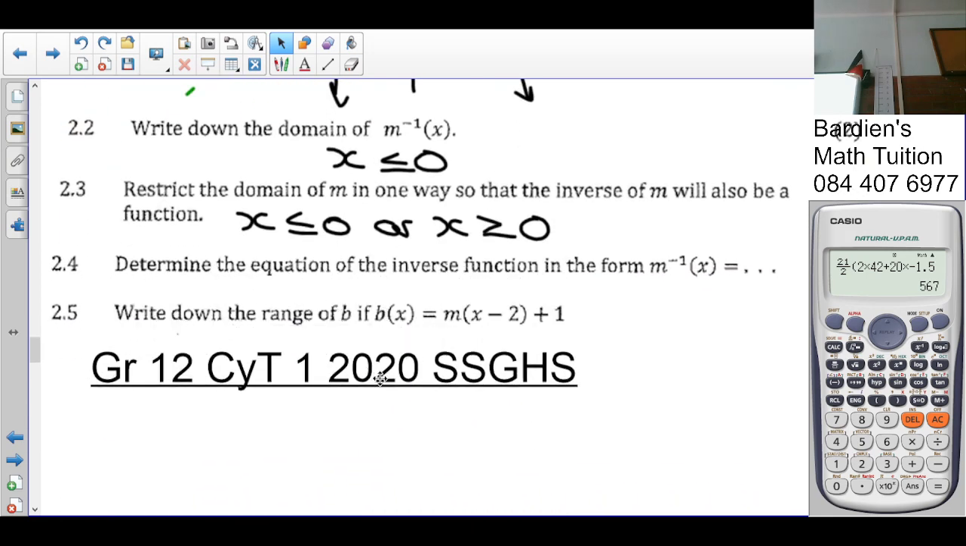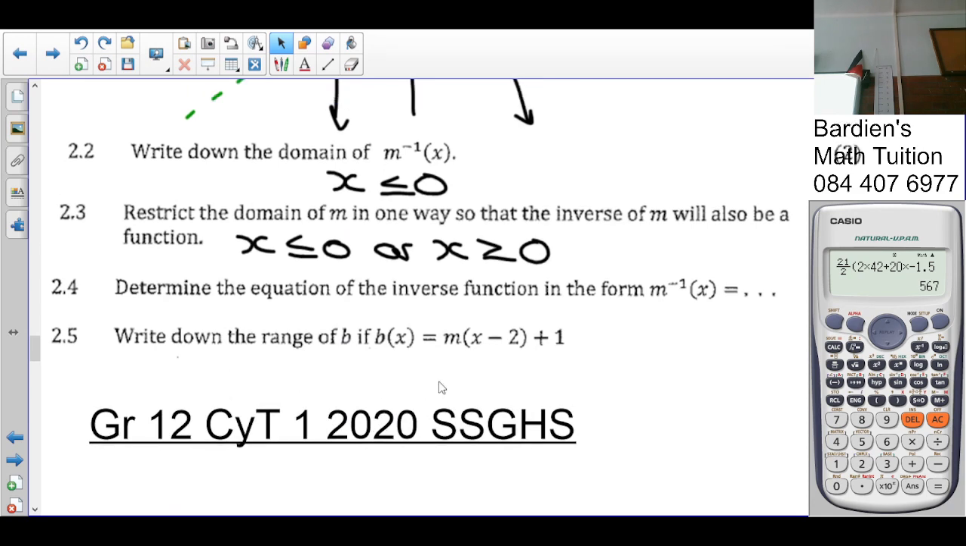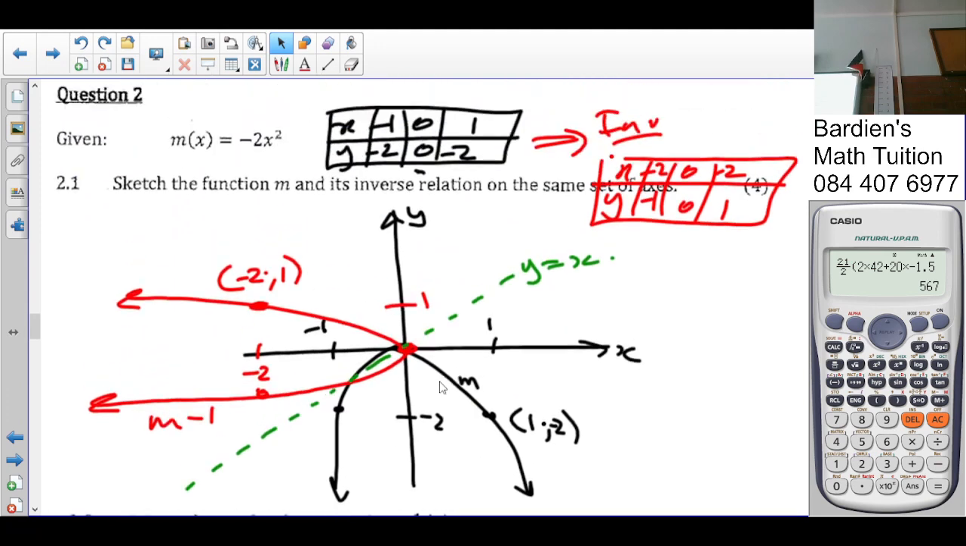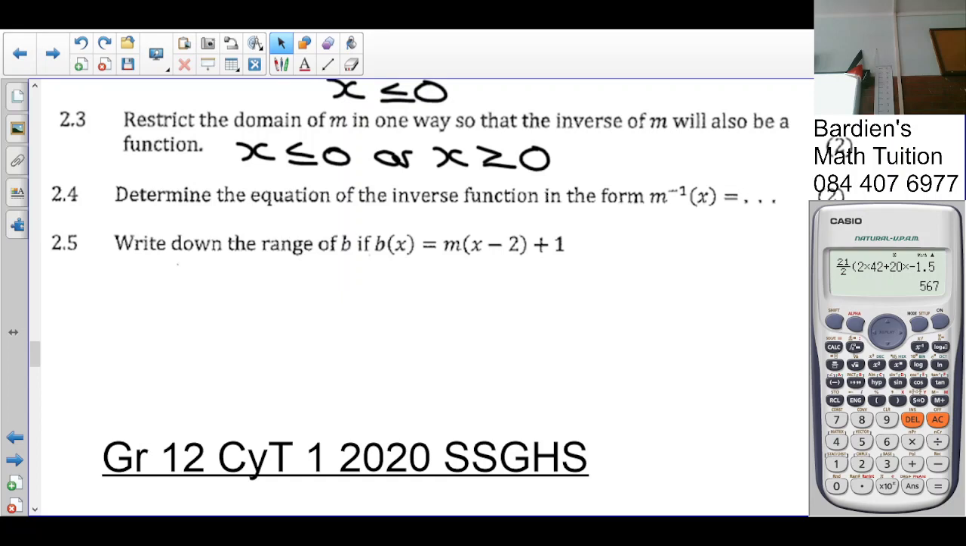And then the next question says, determine the equation of the inverse function in the form. So now the equation of m of x is negative 2x squared.